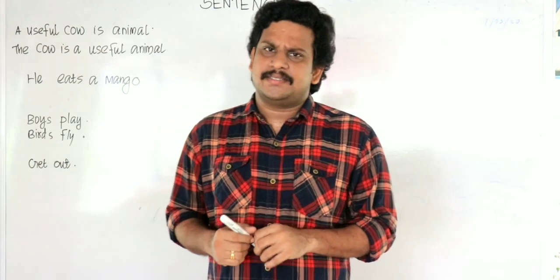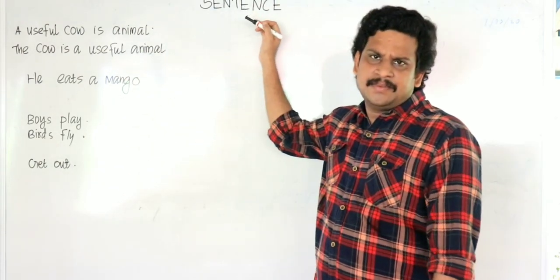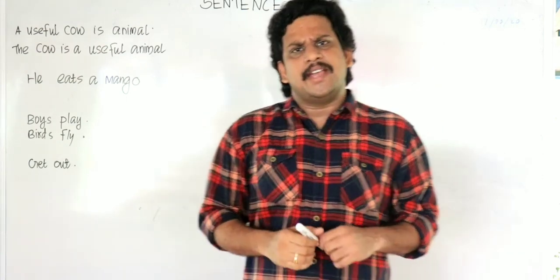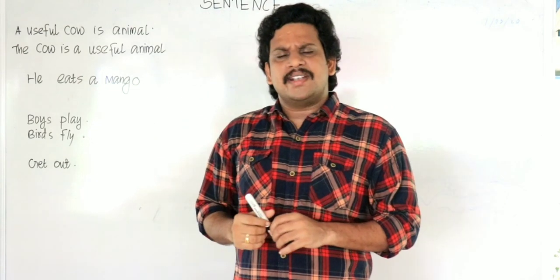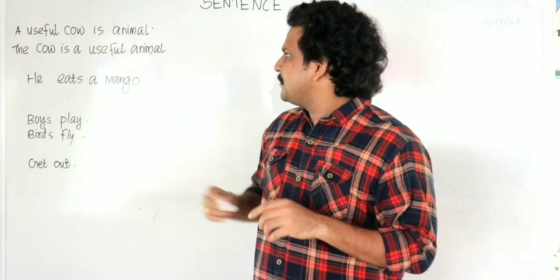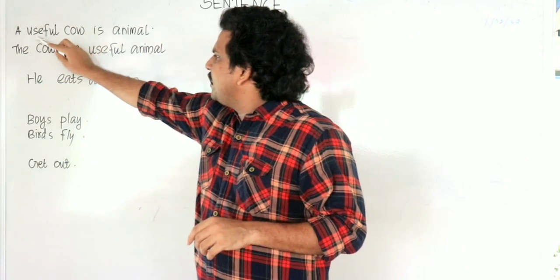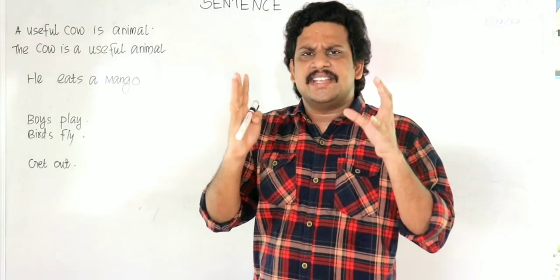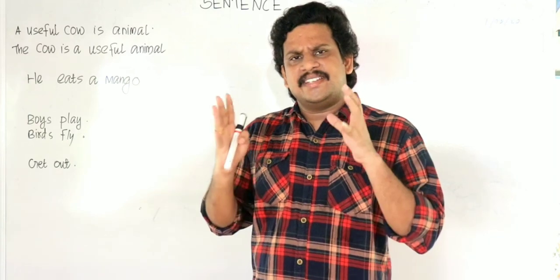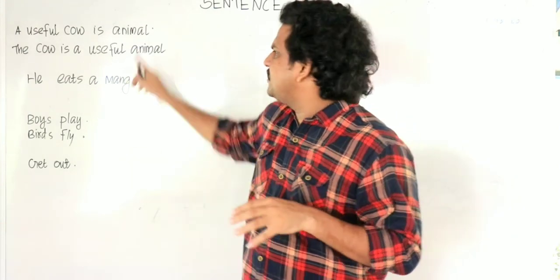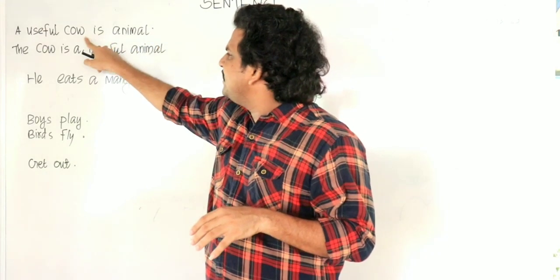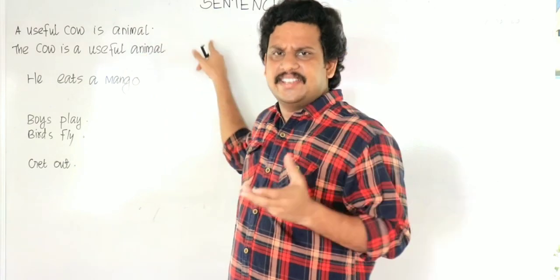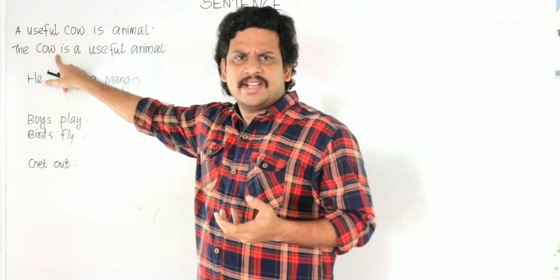First one is sentence. Look here, sentence. You are familiar with the word sentence and you are using a lot of sentences in your life. Here, what is the definition of a sentence or what is a sentence? Look at this sentence. A useful cow is animal, full stop. My question is, is it a sentence or not? Definitely you can say that this is not a sentence, because this has no sense. A useful cow is animal doesn't mean anything.